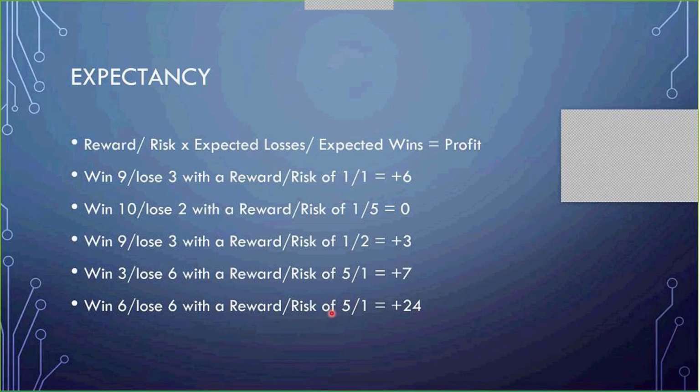Now, the best situation on earth would be having a 5-to-1 with a 9-to-3, and you just make a fortune, and we'll call you the next Warren Buffett. But it's a little bit hard to get a 9-to-3 with a 5-to-1, even with options. Trust me.